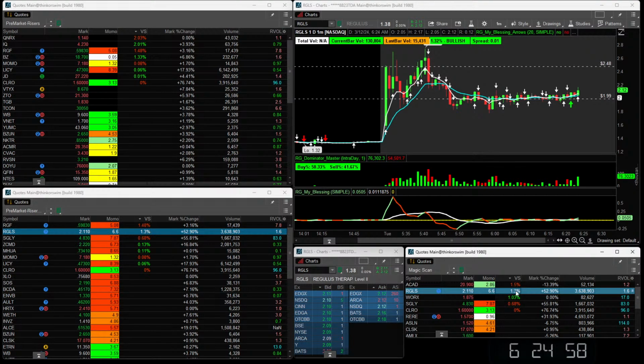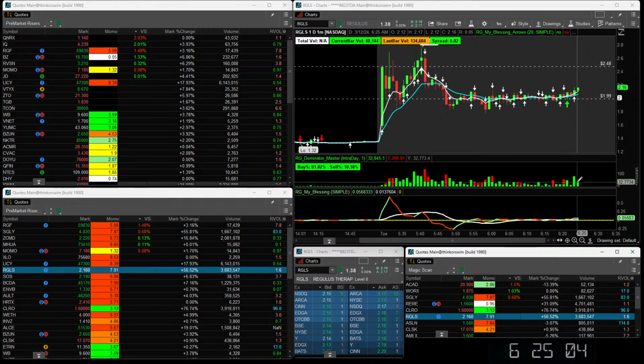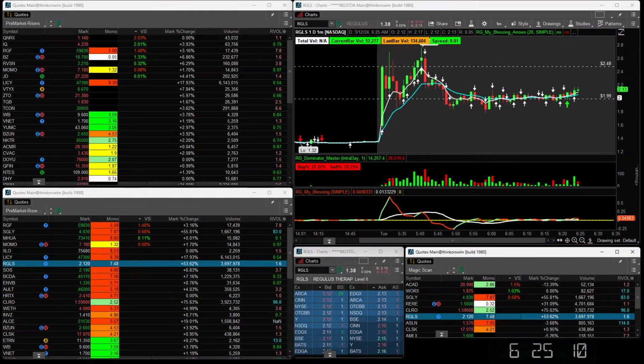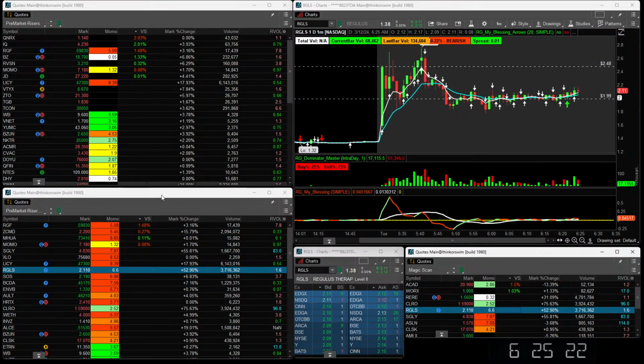RGLS, couple of buyers coming in. Watching the dominator bars. They're green. Not seeing the My Blessing lines getting up off of the center line. Kind of laying flat, saying, no, I'm going back to sleep.